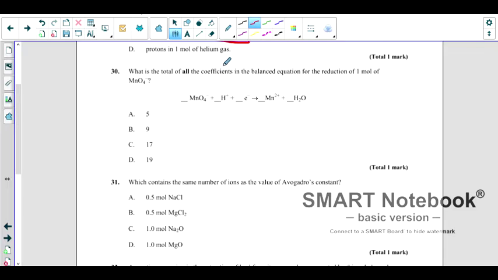Okay, this question is part of here, but it's from chapter 9, so we will skip it. We will see it when we do chapter 9.